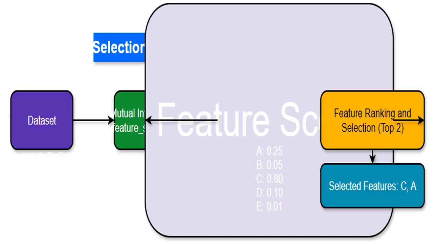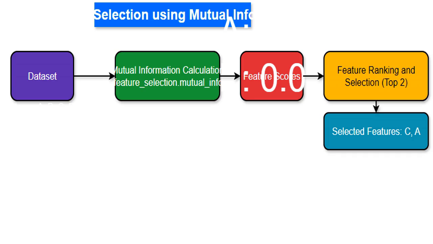Feature A 0.25, B 0.05, C 0.80, D 0.10, E 0.01. Feature C has the highest score, meaning it's the most informative feature. To choose the best features, I rank them from highest to lowest by mutual information score: C, A, D, B, E. Then I select the top two, those with the highest scores.